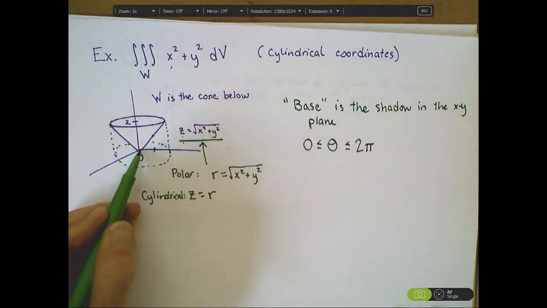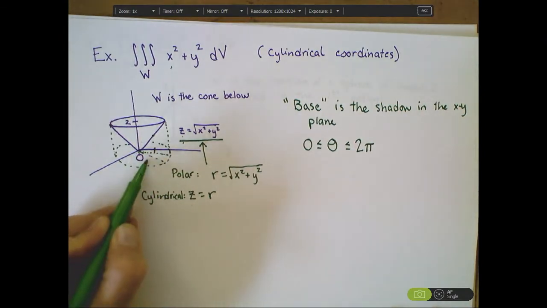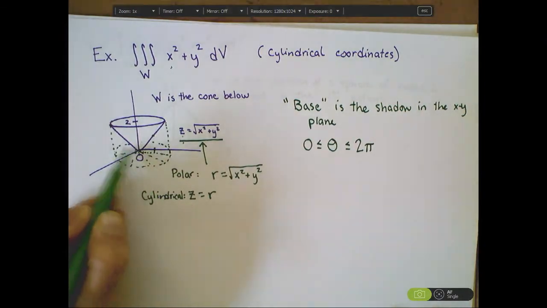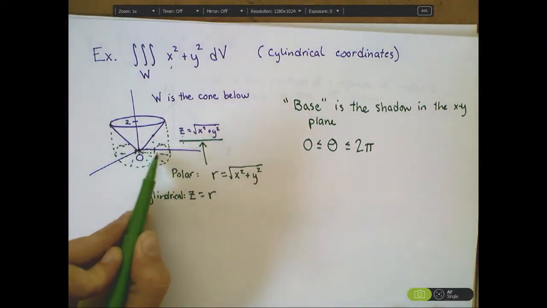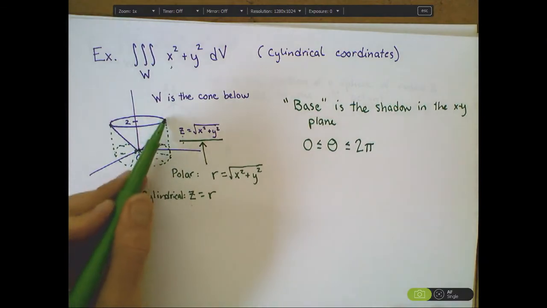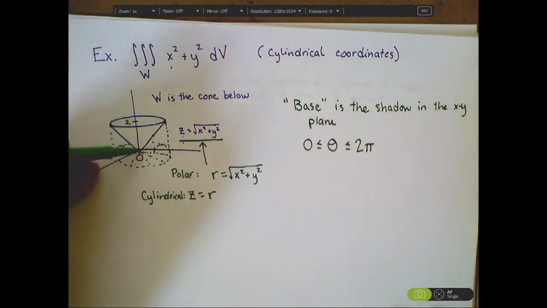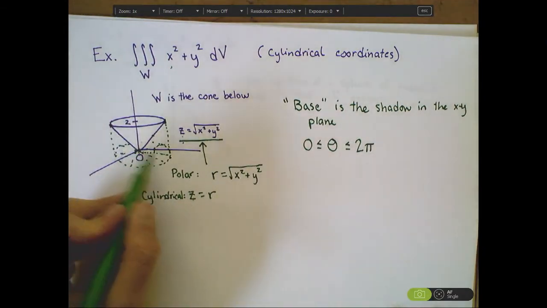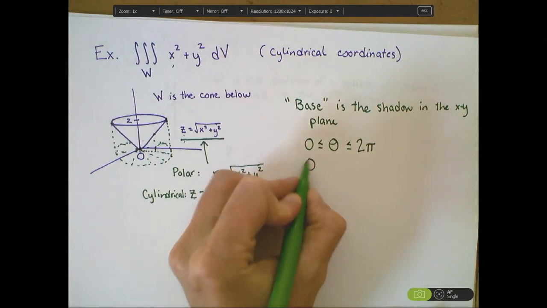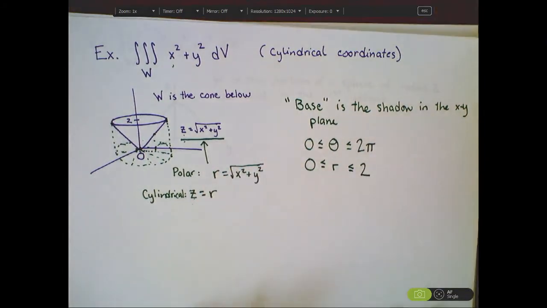And the radius in this case, we want to include the shadow underneath the entire cone, which would include my radius starting at 0 and going all the way out until a radius of 2. And I know that my radius is 2 because this figure has been labeled to have a height of 2. And if z equals r, then my maximum radius value is going to be 2. So r is from 0 to 2.